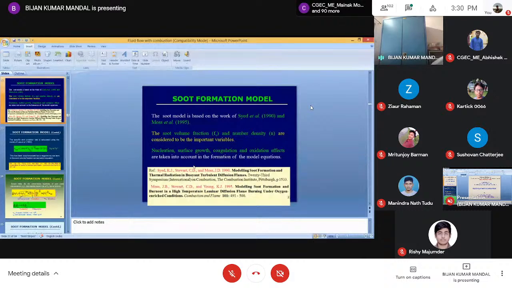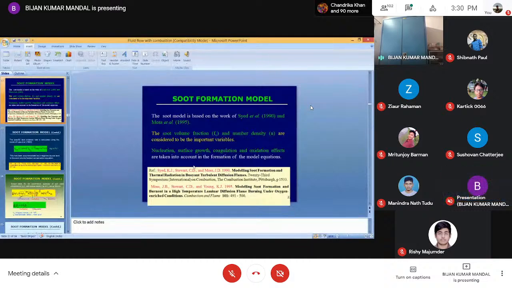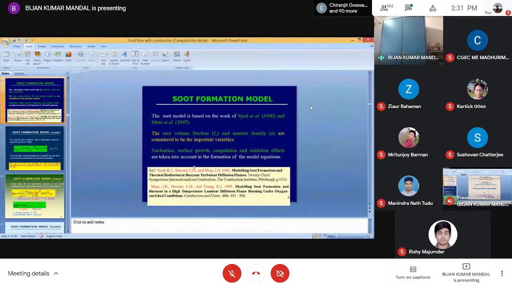Now see, as I told you, soot formation is also not fully understood, but many people are working on it based on their experimental observations. They have used what is called a semi-empirical model. One of them is by Sarev et al. In the case of soot formation, how do we express the soot? Two parameters are taken: the soot volume fraction, that is, what is the volume of the soot out of the total volume of that particular cell. That is very, very small, but important. And the soot number density, how many soot particles there are per unit volume. So these two are the variables.